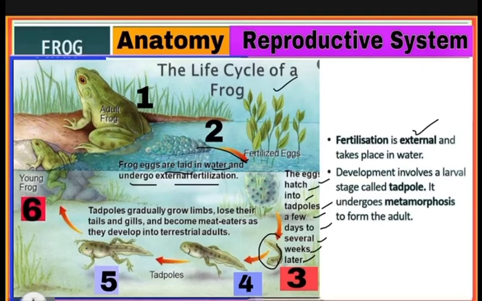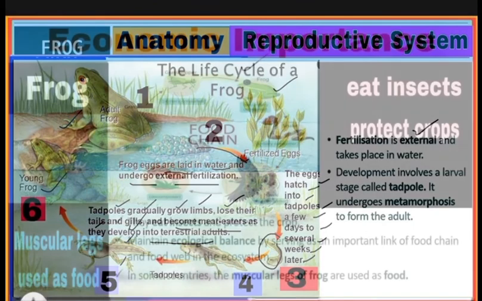Then what happens? Tadpoles gradually grow limbs. These are the limbs which are coming out in the tadpoles. They lose their tails. Lose their gills and become meat eater. Tadpoles are first herbivores and then they change into meat eaters as they develop into terrestrial adults. This is the terrestrial adults. So this is the life cycle of a frog.